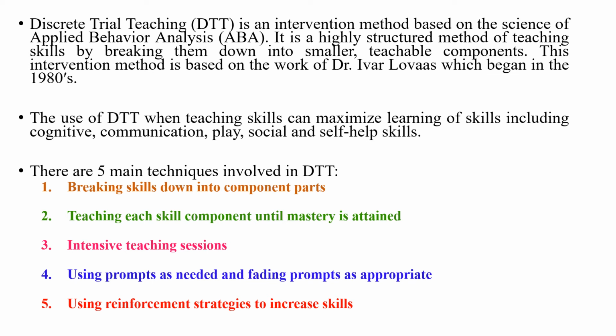So, 5 main techniques are involved in DTT. Those are, the skills are broken down into teachable components. Then, each skill is taught until mastery is attained. So, an activity is broken down into teachable components and each step is taught until mastery is attained in each step by that individual. Then intensive teaching sessions will be conducted, then using the prompts as needed, and the child cannot rely on the prompt all through life.